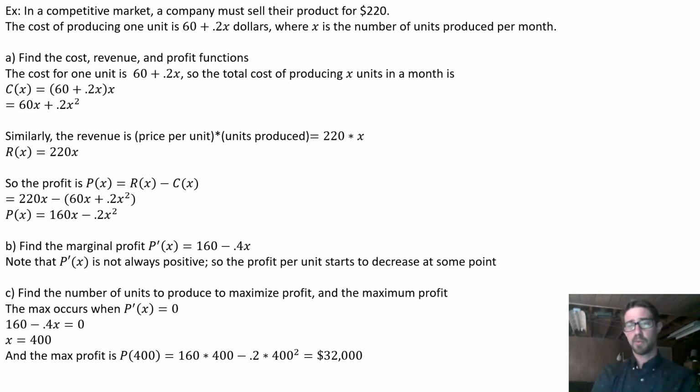So we did a lot there, just from the cost of producing one unit and the selling price for the unit. We got the maximum profit we can possibly make, right? Which turns out you want to make 400 units, and if you do that, you're going to make 32,000 bucks. Not bad.